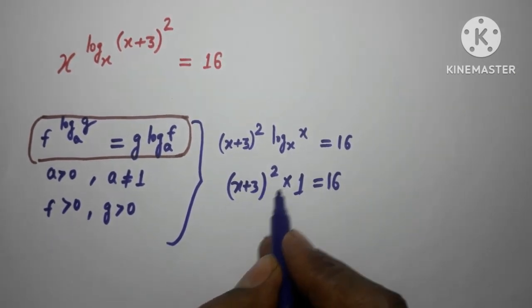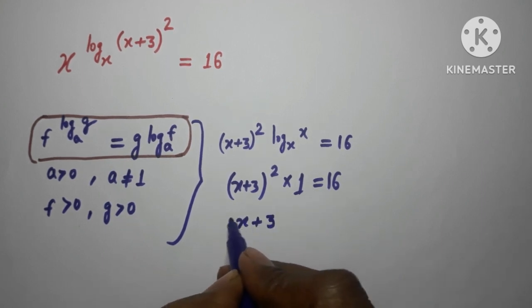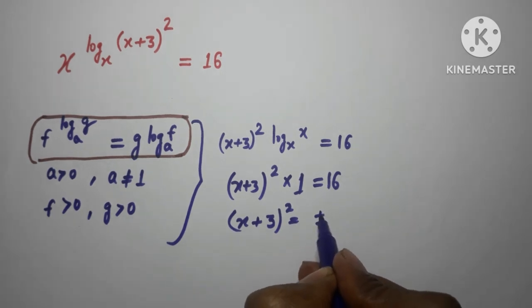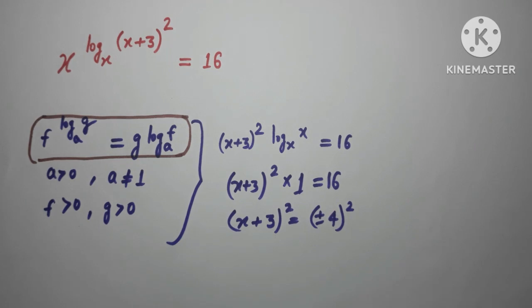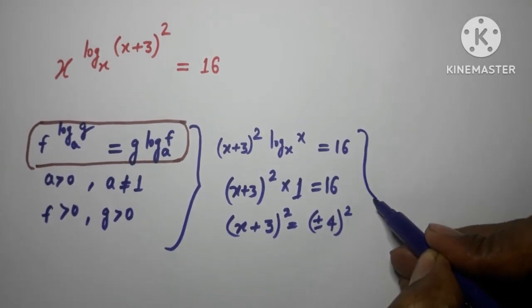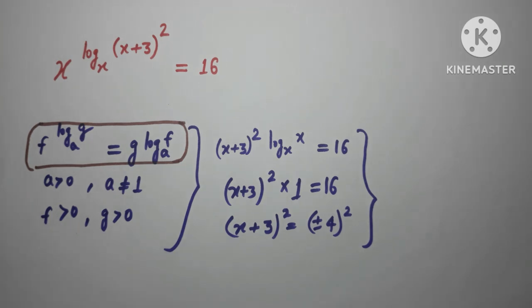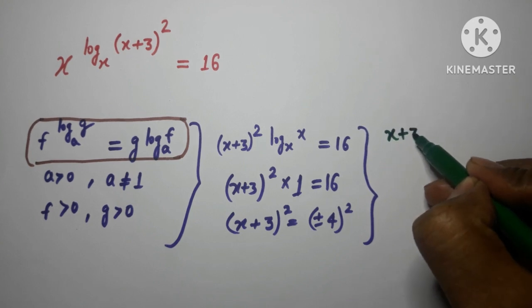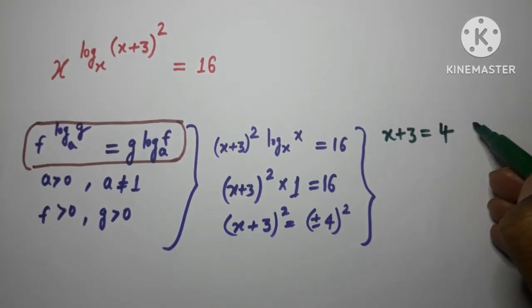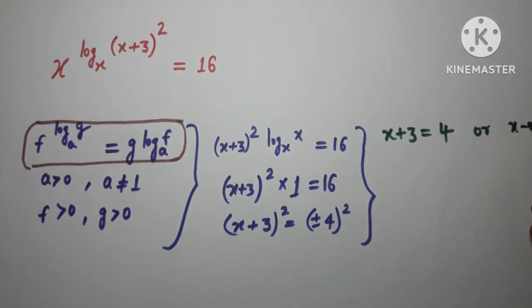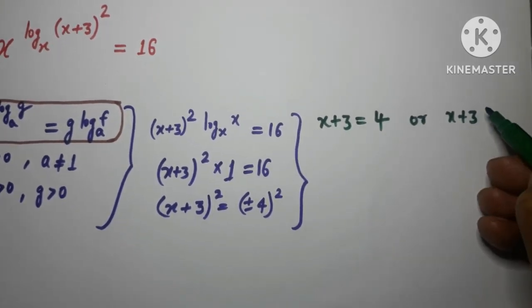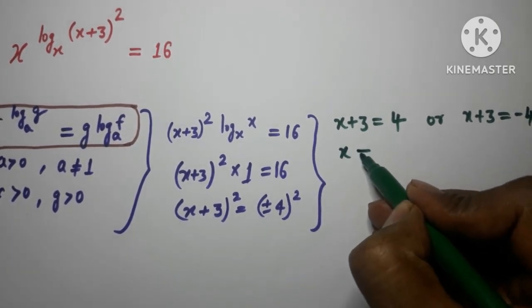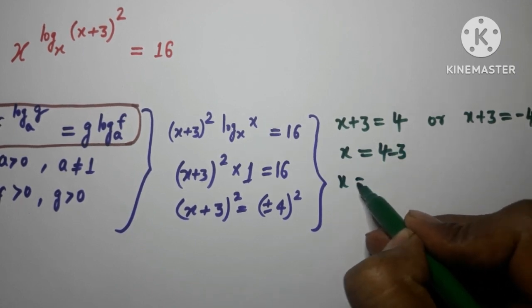This is very easy to solve. (x plus 3) whole squared equals plus or minus 4 squared, and we solve it this way. We can remove the square on both sides, and we have two conditions. x plus 3 will be either equal to 4, or x plus 3 is equal to negative 4. So x is equal to 4 minus 3, so x is equal to 1.